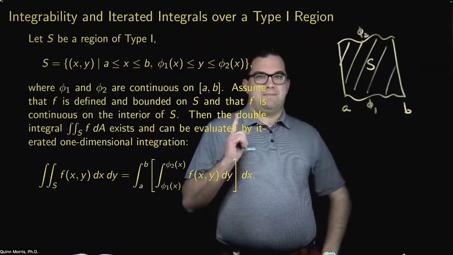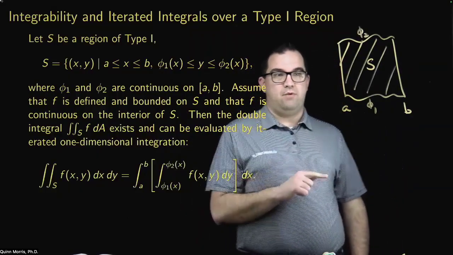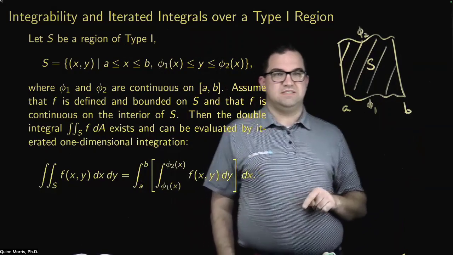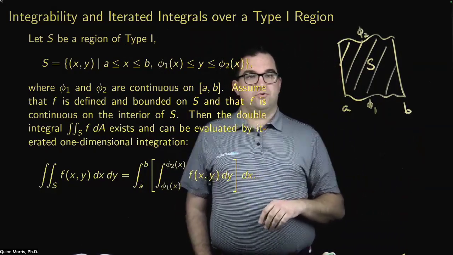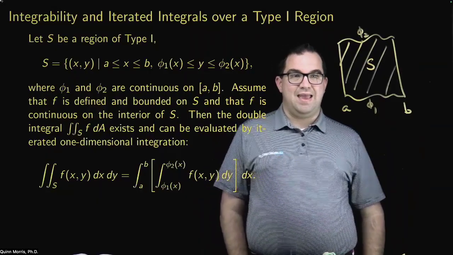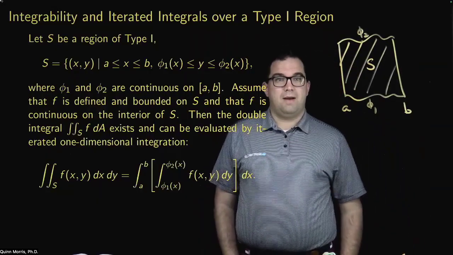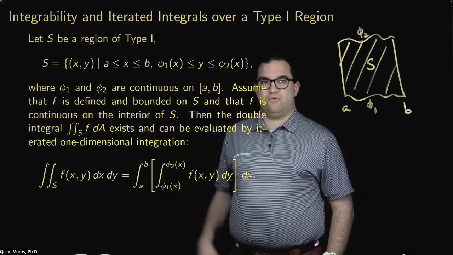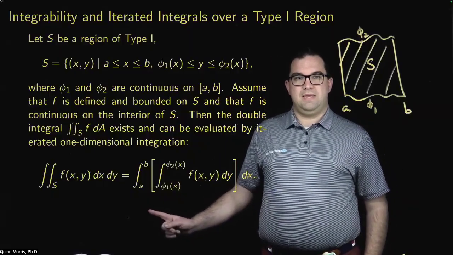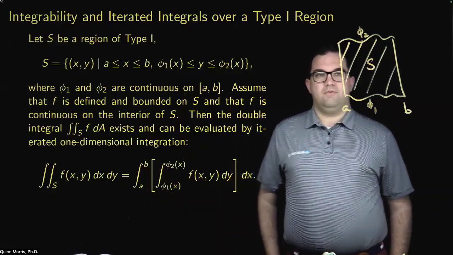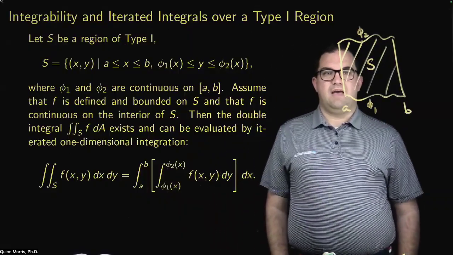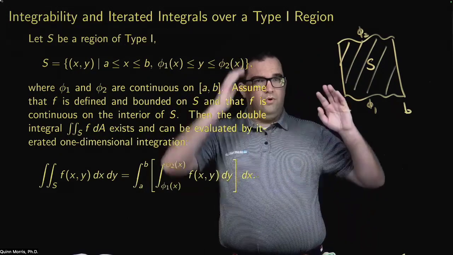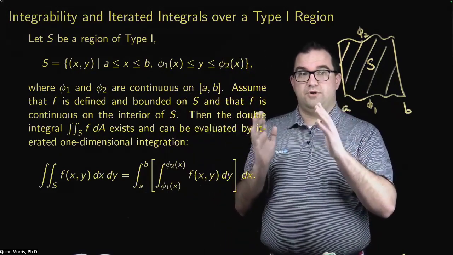Now, if I assume that my function f is defined and bounded on S, and that f is continuous on the interior of this set S, then the double integral of f over S exists, and furthermore, it can be evaluated by iterated one-dimensional integration, so that the double integral of f over S is equal to the integral from a to b of the integral from phi1 of x to phi2 of x of f of x, y dy dx.